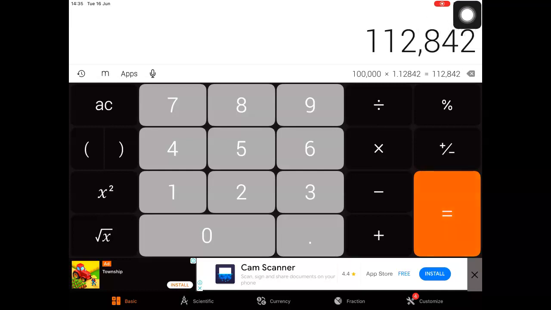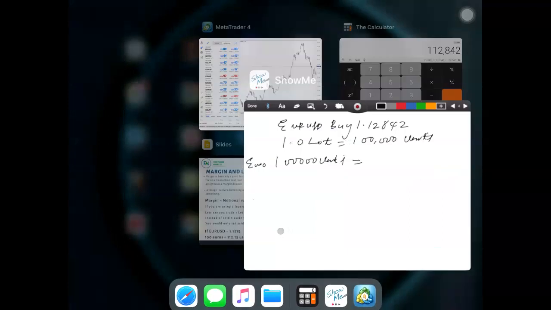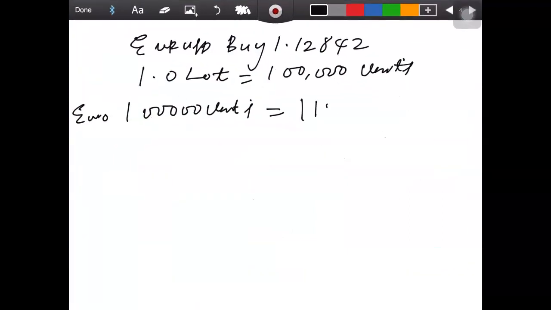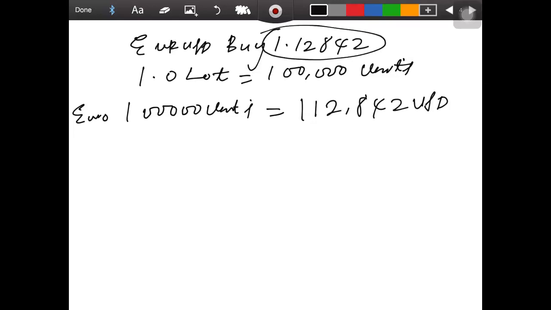Okay, so 100,000 units times 1.12842. That gives us 112,842. 112,842 USD. That is what you need. You need $112,842 to buy 100,000 units. Why? Because of this exchange rate. Because 1 euro equals 1.12842 USD based on this exchange rate here.